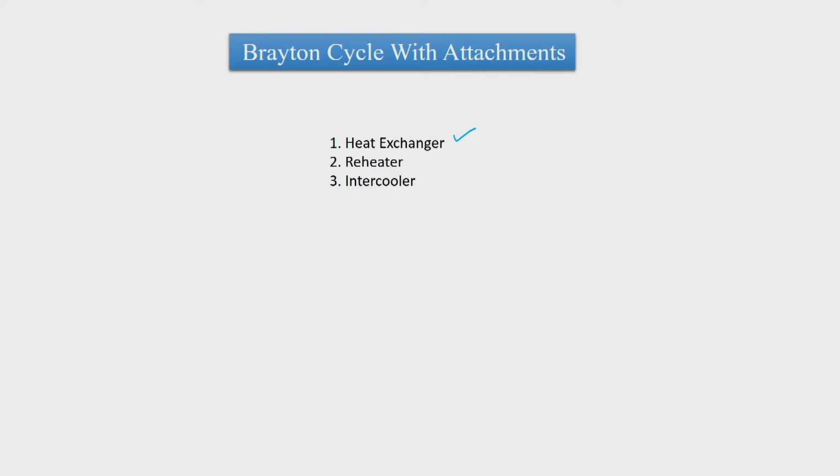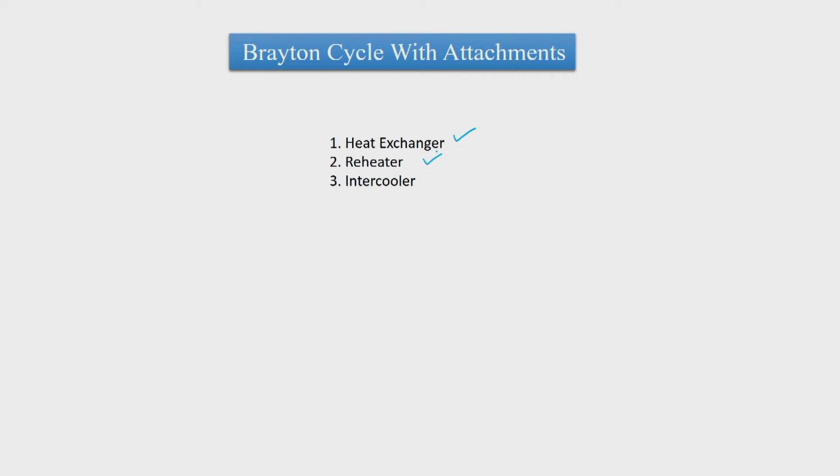Welcome to the class. In last class we have seen the Brayton cycle with certain attachments. We saw the Brayton cycle with heat exchanger attachment, and found out how to find the thermal efficiency if heat exchanger effectiveness is 1. Then we saw the Brayton cycle with reheater, how to find W net, Q in, and the optimum condition for the reheat pressure for which we can get W net maximum. So this we have seen.